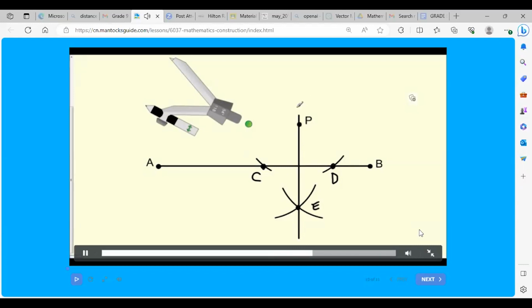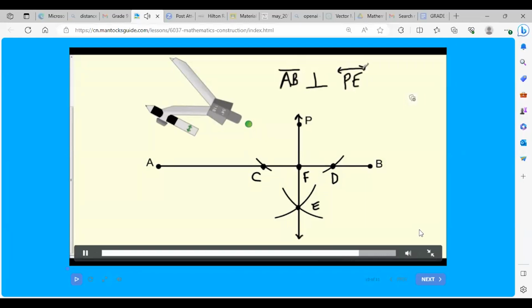So next what we could do is we're just going to put arrows on the end of this line to indicate that it will go on forever in either direction. And we could label this new point of intersection, we could call it point F. So now we could conclude that line segment AB is perpendicular to line PE. And remember, this is the symbol for perpendicular. So we have line segment AB is perpendicular to line PE.